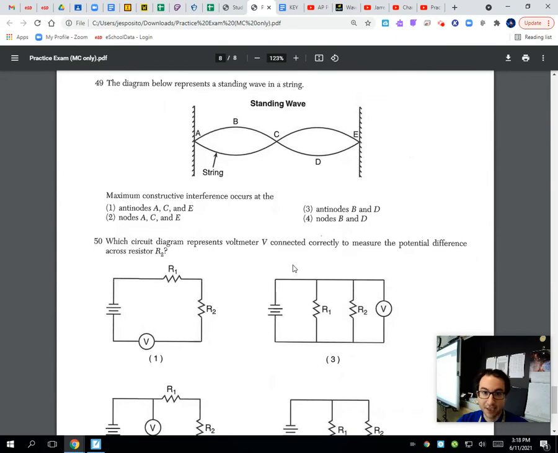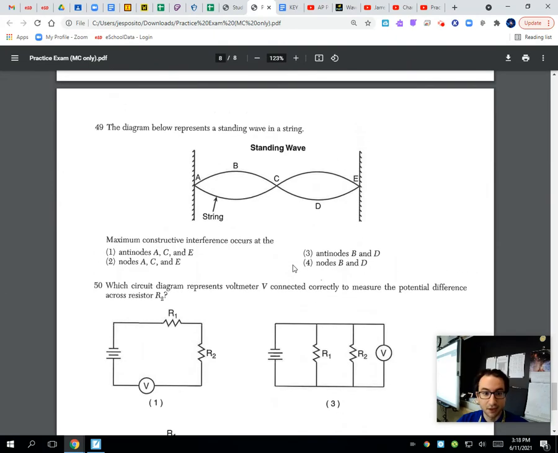Number 49, a standing wave. You should be very familiar with these pictures. We've seen plenty of them by now. The question asks for maximum constructive interference. So realize these standing waves are thousands of wave pulses bouncing back and forth between the two endpoints and reflecting. And they're also interfering with all the other wave pulses in the system at the same time.